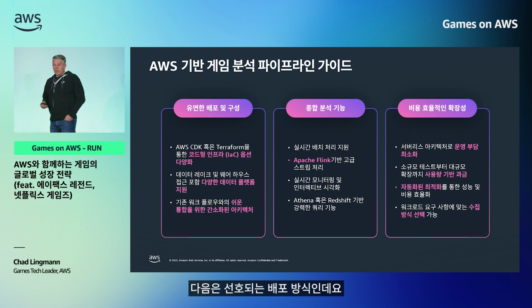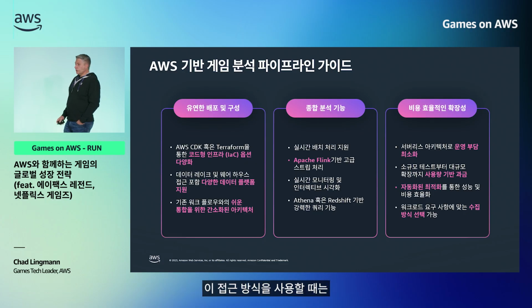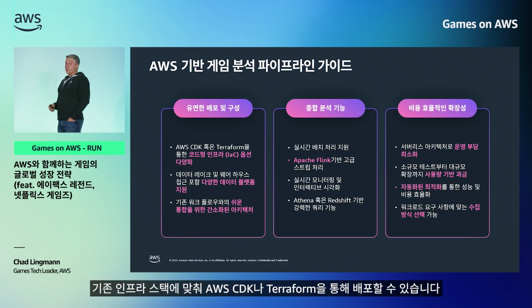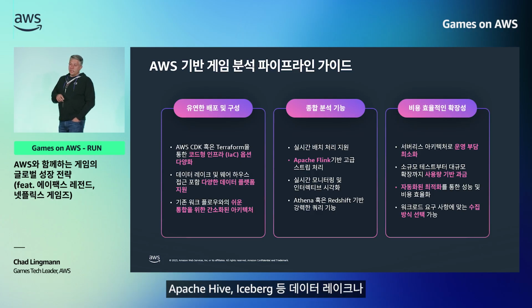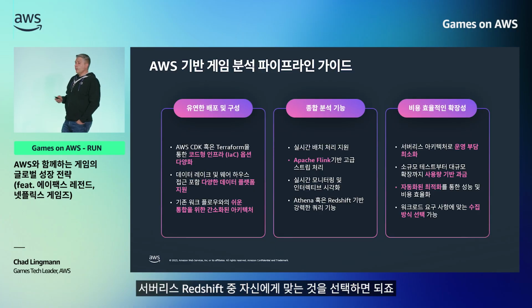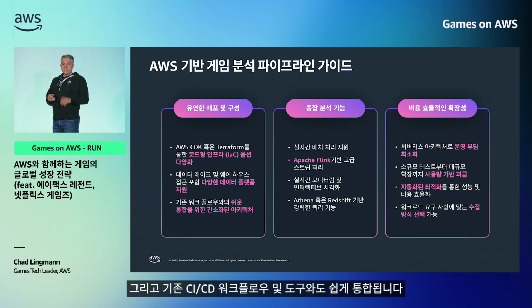All right, let's talk about preferred deployment method. As you take this approach, you can deploy via AWS CDK or Terraform to match your existing infrastructure stack. You want to select between your data lake, Apache Hive, Iceberg, or your data warehouse, Redshift serverless approaches, and then you'll easily integrate with your existing CI/CD workflows and tools.